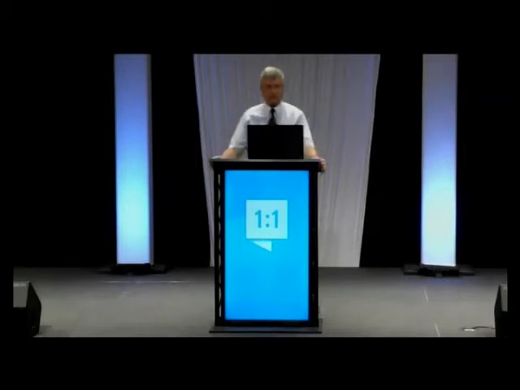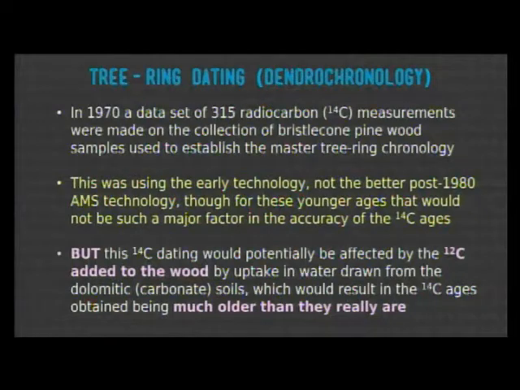What is a factor? What kind of soil do these trees grow in? Limestone and dolomite soil that contains a lot of extra normal carbon. So these trees are going to take up from the ground moisture that adds extra normal carbon, which is going to dilute the radiocarbon, which is going to make the radiocarbon ages older than what they really are. And yet they've used the radiocarbon to help calibrate their tree ring chronology.